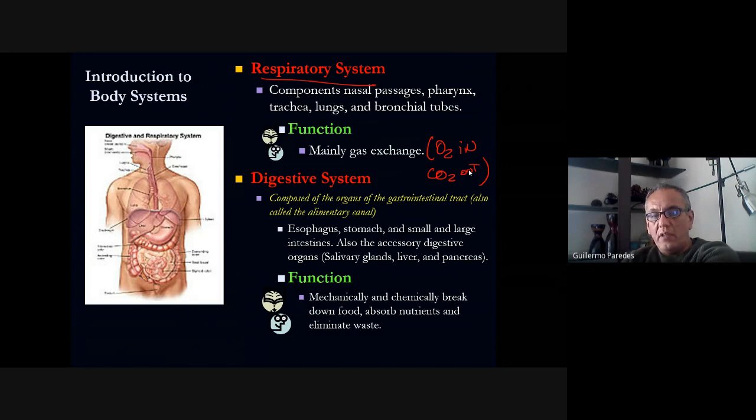The function of the digestive system is to mechanically and chemically break down food. Write this down: digestion means breakdown, breakdown, breakdown. If you take a piece of chicken, that piece of chicken is not running in your blood. How are you going to get the proteins from the chicken you ate into the bloodstream? Through digestion. The food is broken down into small, small pieces until it is able to pass through the cell. So the digestive system does mechanical and chemical breakdown. Why mechanical? Because of the movement of the stomach and the intestines, right? And chemical because of the gastric acid and the enzymes that are in the GI tract.